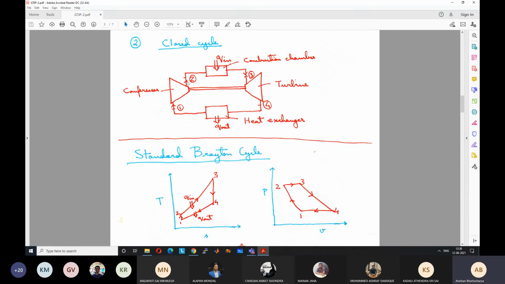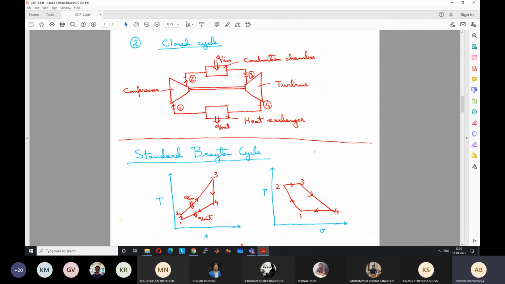So the 1 to 2 process, which is the compression in the compressor, is an isentropic process. In the TS diagram, this is an isentropic compression. So temperature increases, entropy remains constant. We go from 1 to 2. Then we have a constant pressure heat addition from 2 to 3.